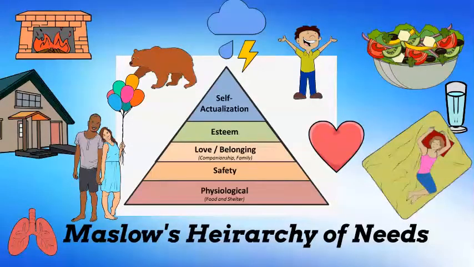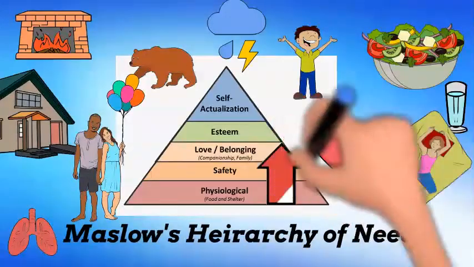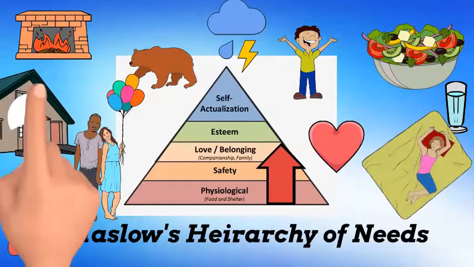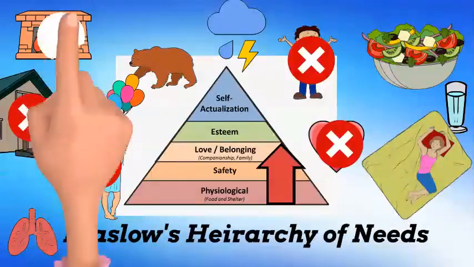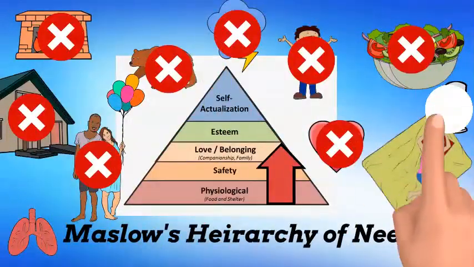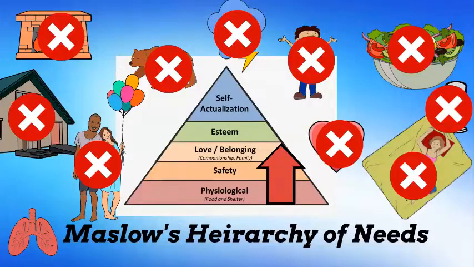But remember, a pyramid can't stand without a base. So our needs must be met from the base of the pyramid before we can move upward. For example, we don't need shelter if we have no air or can't breathe, and we don't need love if we don't have our basic security needs met.